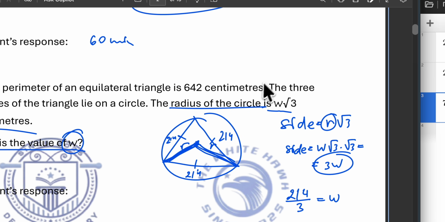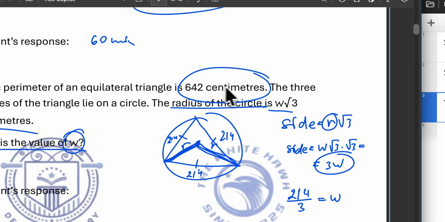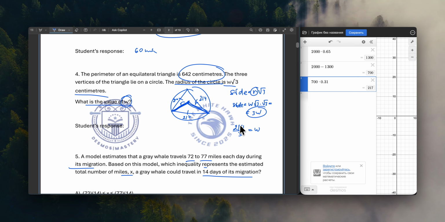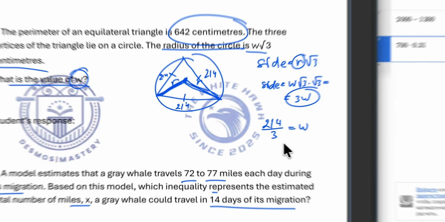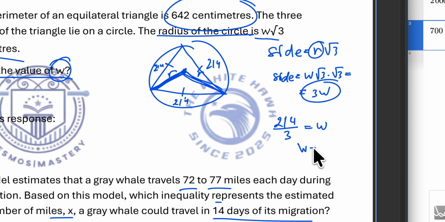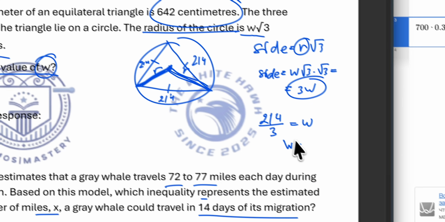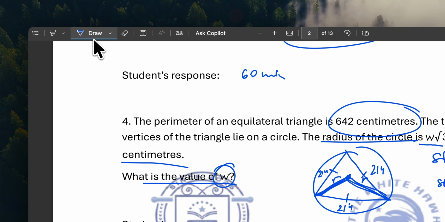Why 214? I just took the perimeter. The perimeter is the sum of the sides, so divide by 3: 214 divided by 3. So that is the point and the answer.